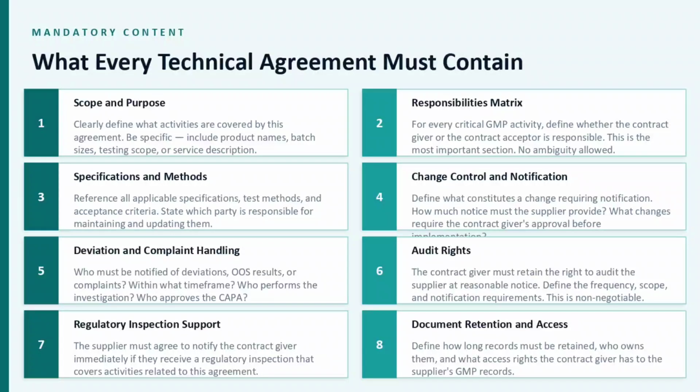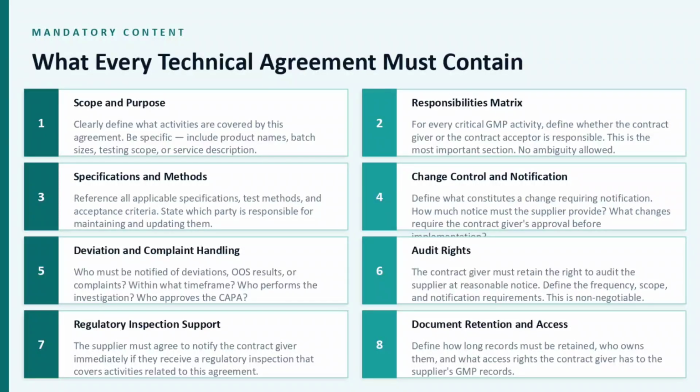Section 3 covers specifications and methods. Reference all applicable specifications, test methods and acceptance criteria by document number and version. State which party is responsible for maintaining and updating each one. Section 4 defines change control and notification requirements. What constitutes a change that requires notification? How much advance notice must the supplier provide? Which changes require the contract giver's approval before implementation? This section is one of the most commonly deficient areas in technical agreements.